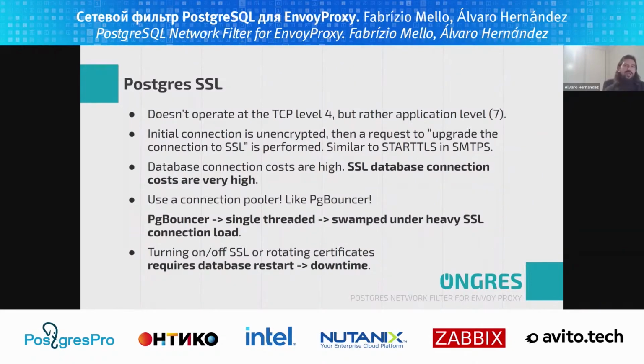First of all, this is not the classical TLS you're thinking of. Postgres SSL doesn't operate at level 4 of the OSI layer, but rather at application level. So it's basically similar to what SMTPS does. You start with an unencrypted connection, a request to upgrade the connection to SSL is performed, and then you switch to an encrypted connection, similar to StartTLS. So that's why the StartTLS functionality, which was implemented on purpose with Envoy 1.17, will be leveraged.